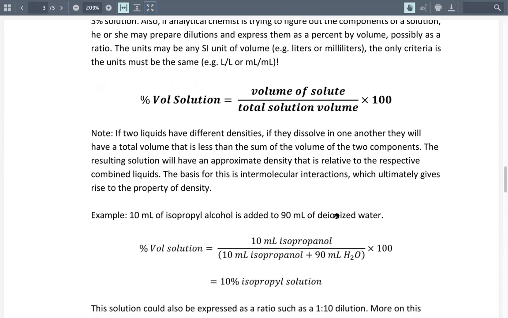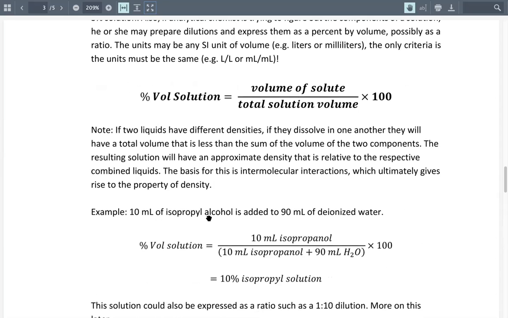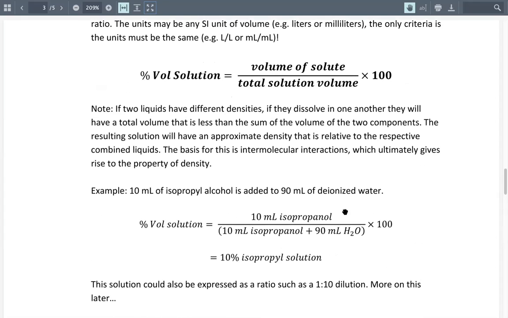So if the question is something like 10 milliliters of isopropyl alcohol is added to 90 milliliters of deionized water, what you have to remember here is to do that addition, right? Add the 10 to the 90 so that your total at the bottom is 100. That's the step that everybody kind of forgets.